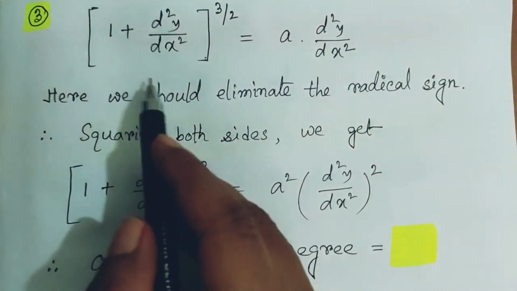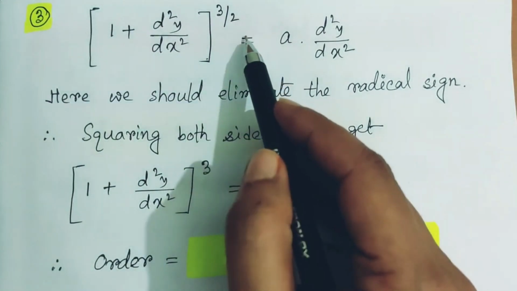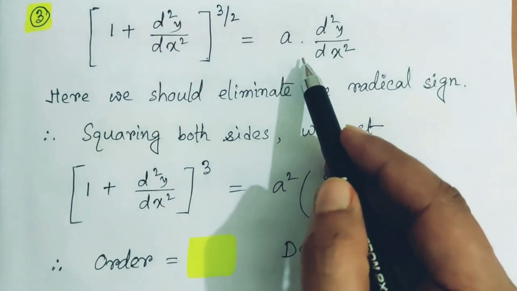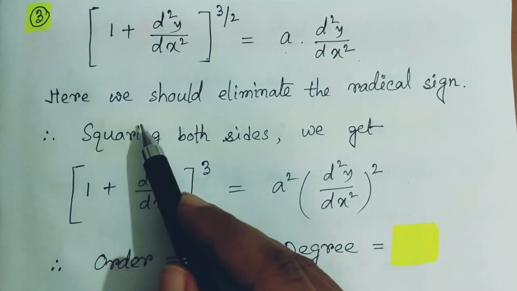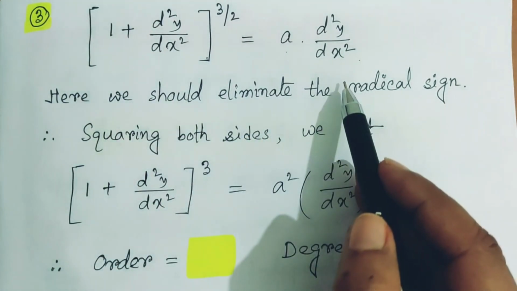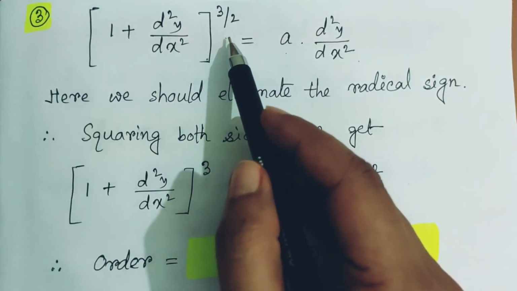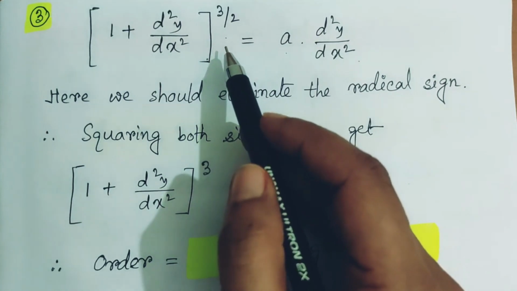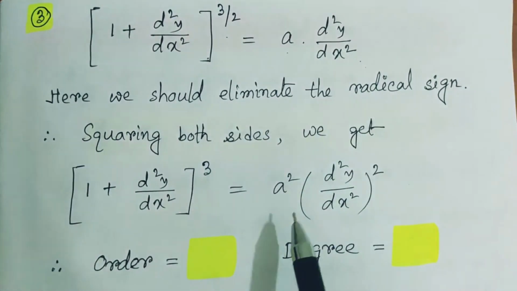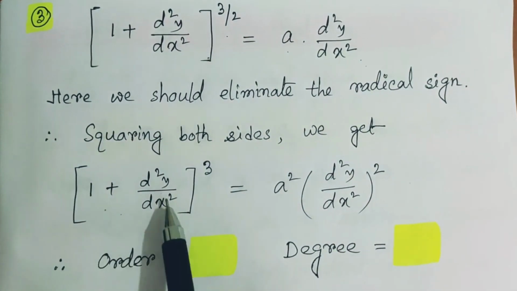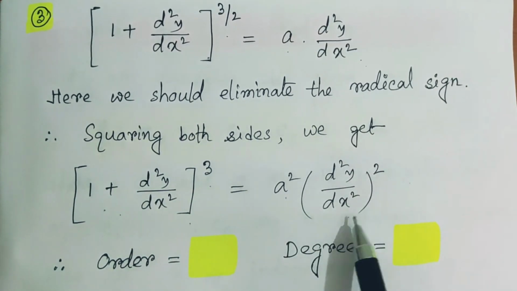One more example for you. If this is your given equation: 1 plus d square y by dx square whole to the power 3 by 2 is equal to a into d square y by dx square, where a is some constant. Here we should at first reduce this equation to the simplified form, because 3 by 2 is a fraction, and a fractional power is not allowed when calculating the degree and the order. So what to do? At first we square both sides of this equation, and after squaring we get 1 plus d square y by dx square whole cube is equal to a square into d square y by dx square whole square.